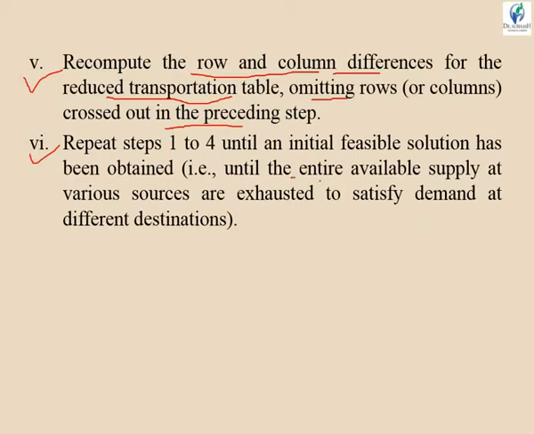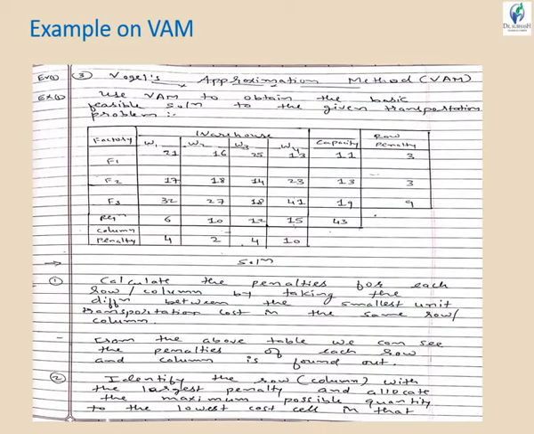So this continues until the entire supply at various sources is exhausted to satisfy the demand at different destinations. So these were the steps that will be used to obtain the solution using the VAM method. So let us calculate one example for better understanding. This is the example that we will calculate.